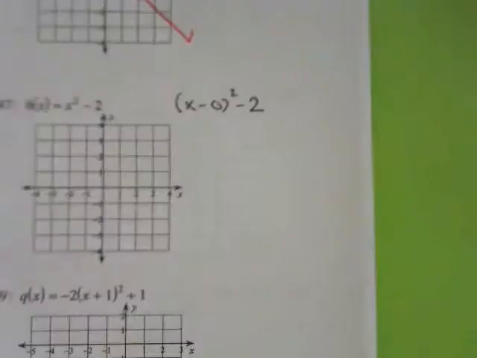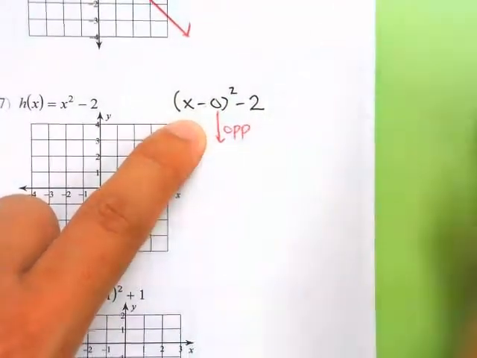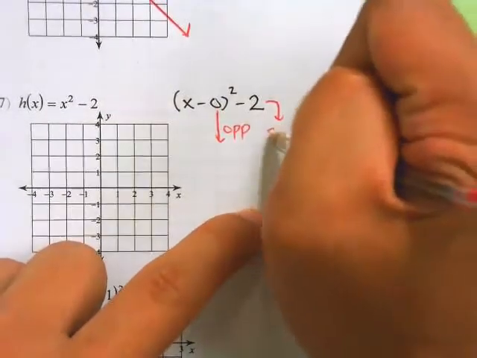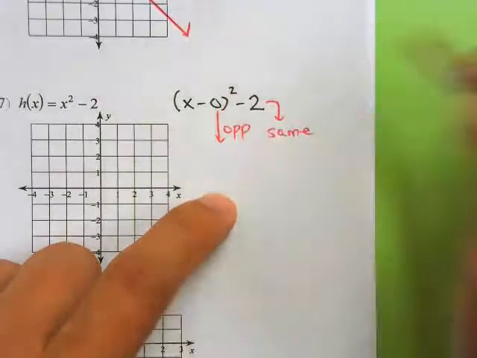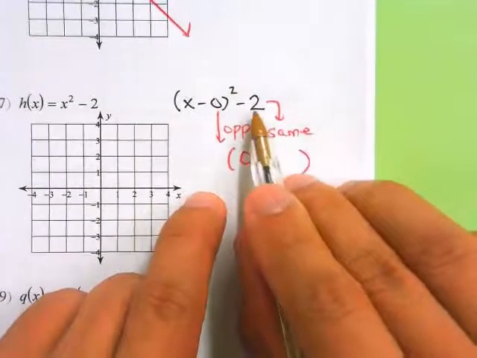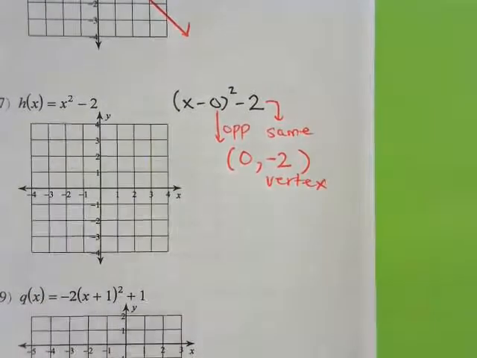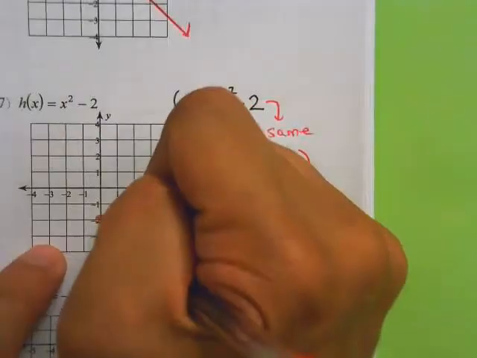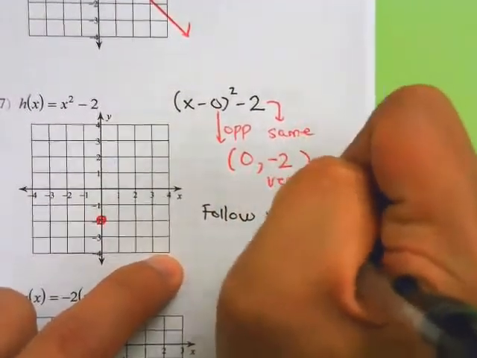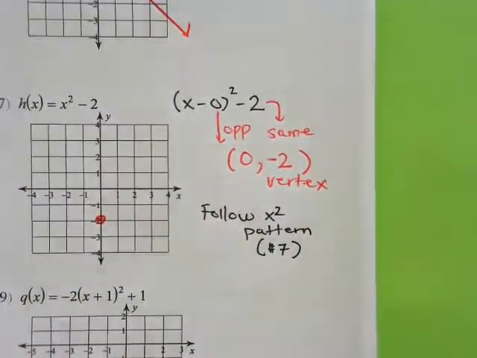Here's a reminder one more time on getting the starting point of the vertex. It is the opposite of what you see by the x inside that parentheses, and the number outside is the same, as is. Okay. So, well, I mean, there's no really opposites of 0, so it's just going to be 0. And then this will be -2. So this is going to be your vertex or your starting point of that. So let's go graph it, 0, -2. Okay. And then you're going to follow the x squared pattern, which is on number 7 on this specific worksheet.